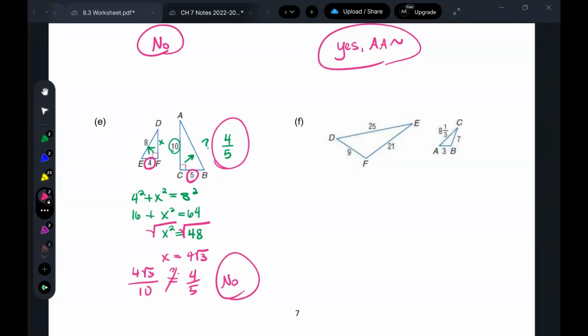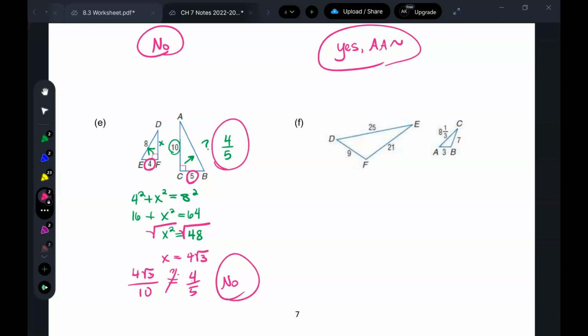But how do we solve to confirm that it's a triangle? There's no way to make 4 root 3 over 10 the same as 4 over 5. It would be 2 over 6, then it would be 1 over 3. It would be impossible. Don't even try. It doesn't even work.